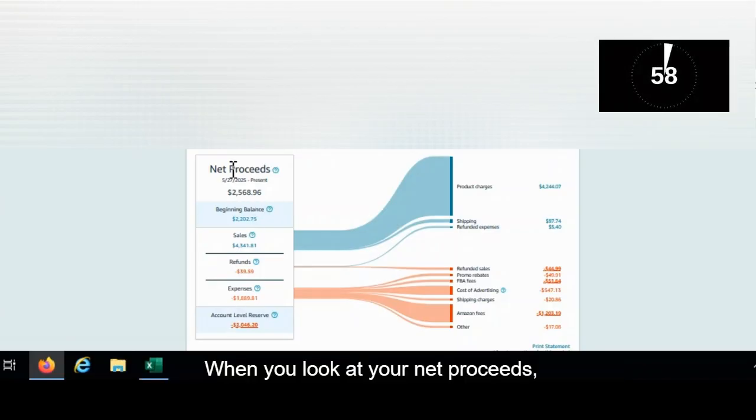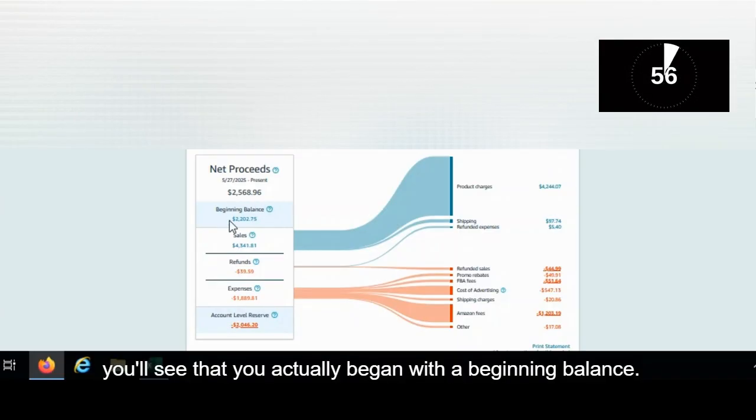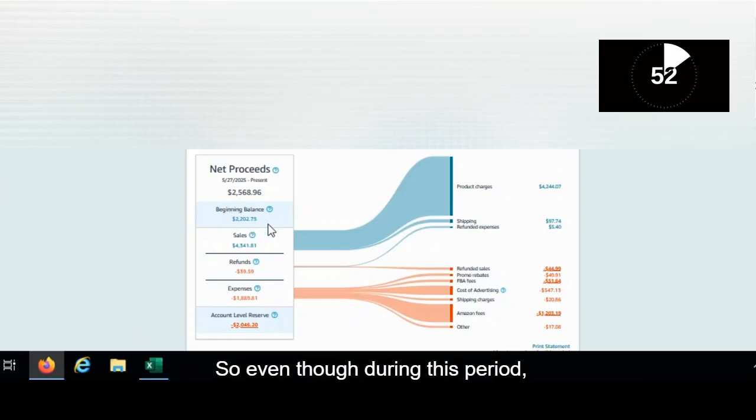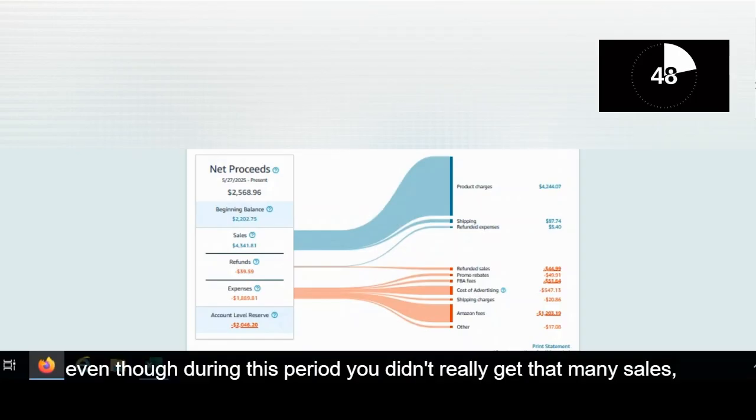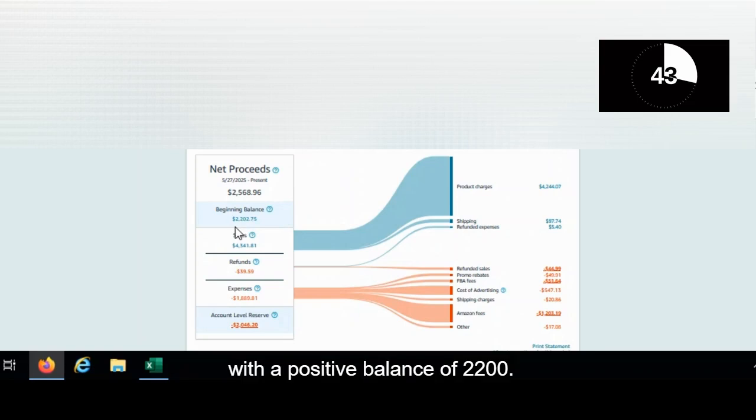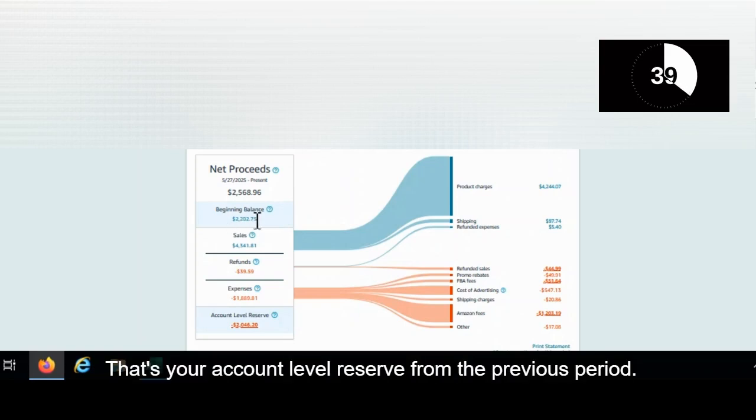When you look at your net proceeds, you'll see that you actually began with a beginning balance. So even though during this period, which started on May 27th, you didn't really get that many sales, you already started with a positive balance of $2,200. That's your account level reserve from the previous period.